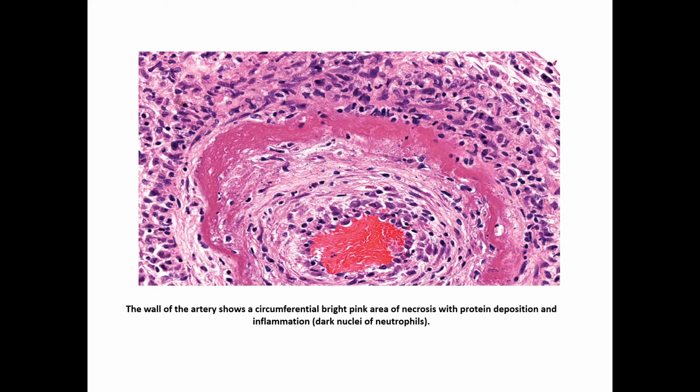Fibrinoid necrosis, this is another type. It is typically seen in immune reactions involving the blood vessels. There will be deposits of immune complex together with fibrin. This results in a homogeneous bright pinkish appearance.